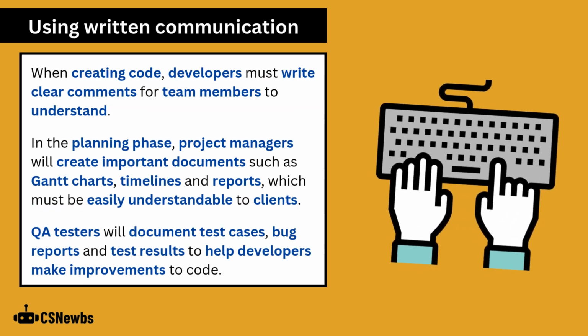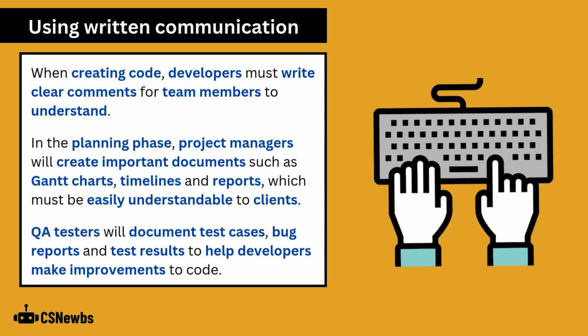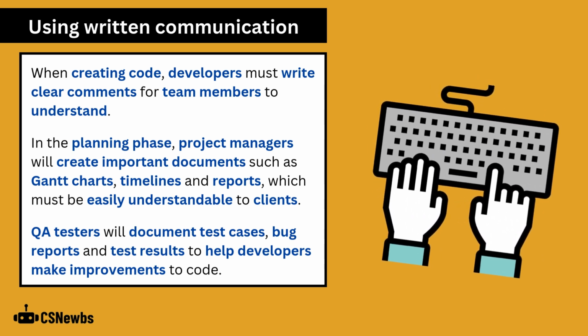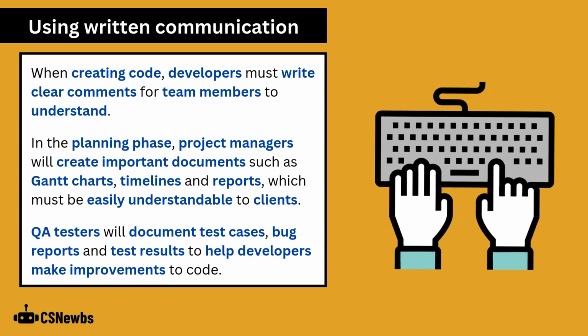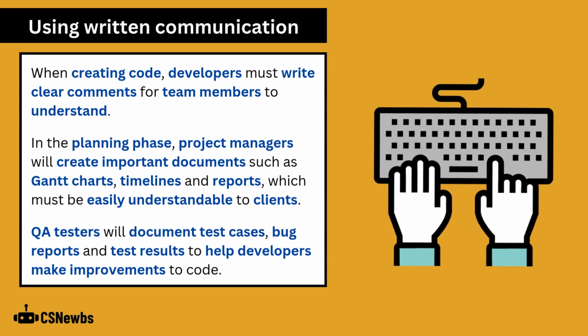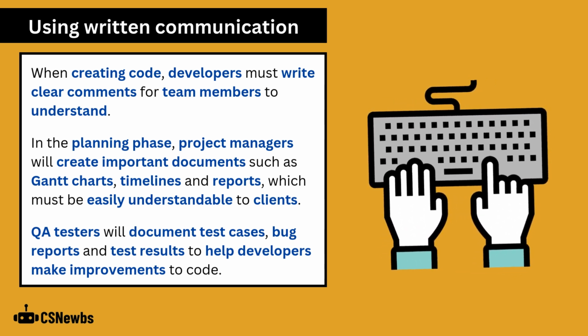When creating code, developers must write clear comments for team members to understand. In the planning phase, project managers will create important documents such as Gantt charts, timelines, and reports, which must be easily understandable to clients. And quality assurance testers will document test cases, bug reports, and test results to help developers make improvements to code.